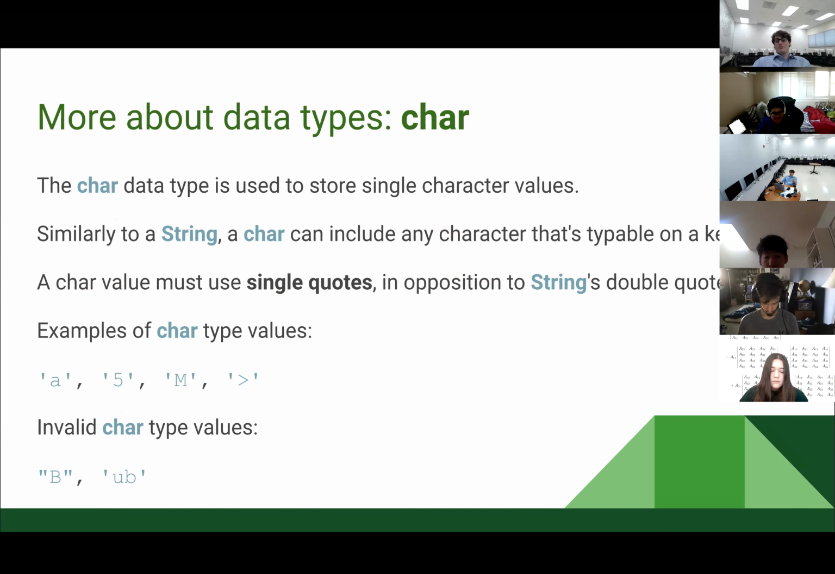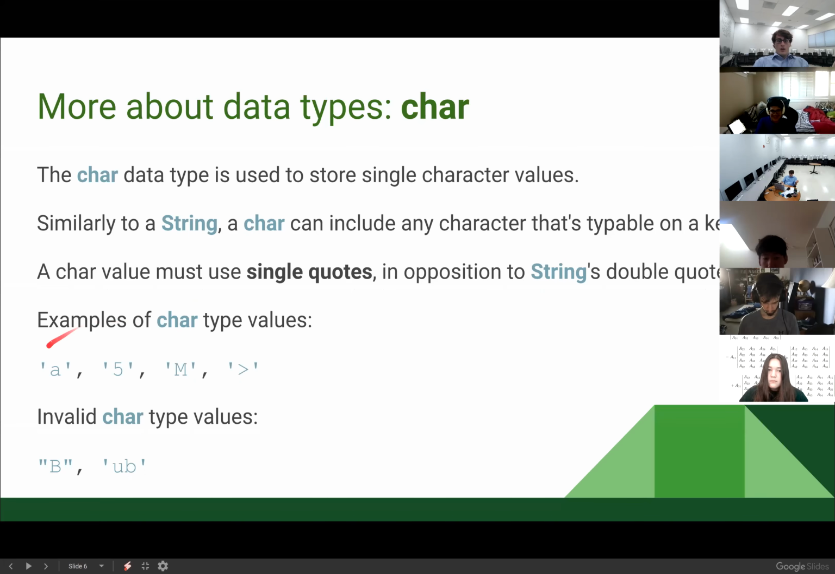The distinction is important. So some valid character type values: the letter A, the character 5, capital M, the greater than symbol. These are all valid character values. Invalid character values would look like this. Having double quotes is not a valid character, and you cannot have more than one character inside of your single quotes, otherwise your Java will throw an error.